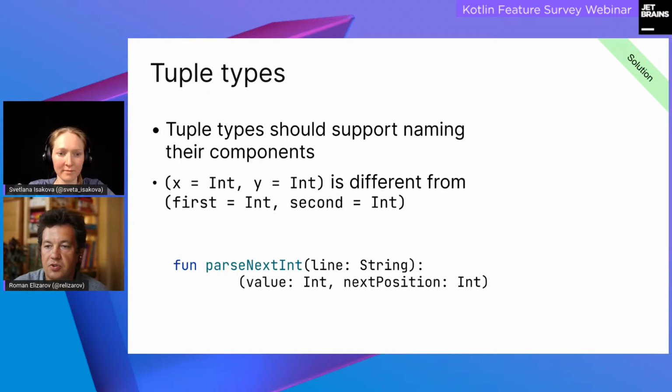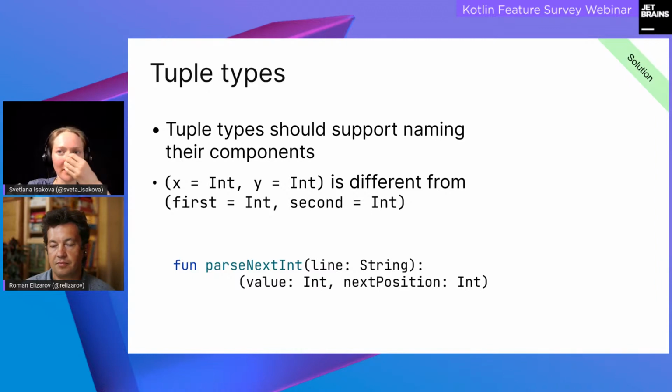the tuple with named components is kind of like an anonymous data class. So instead of declaring a data class and figuring out how to name it, how do I name this data class? ParseNextIntResult looks like a boilerplate name. Tuples would define those anonymous data classes in an ad hoc way in the places where I just need them. And of course, it will play nicely with the named destructuring that we discussed two problems ago.